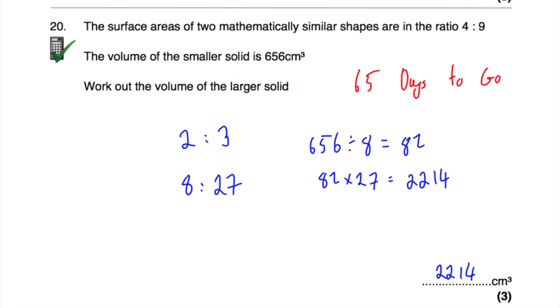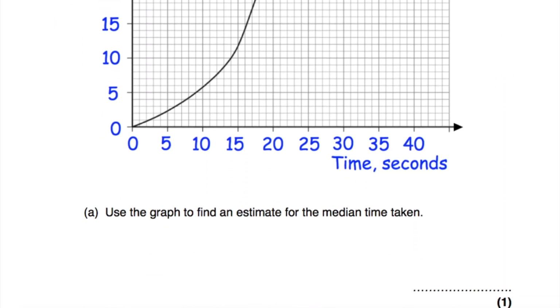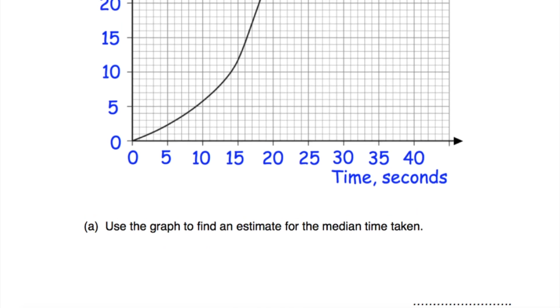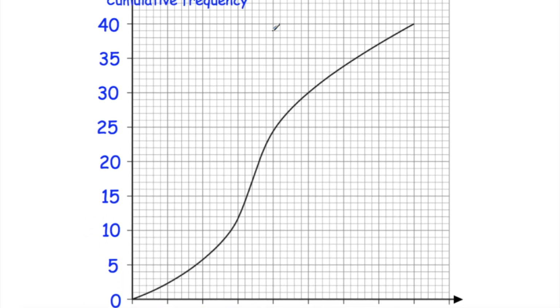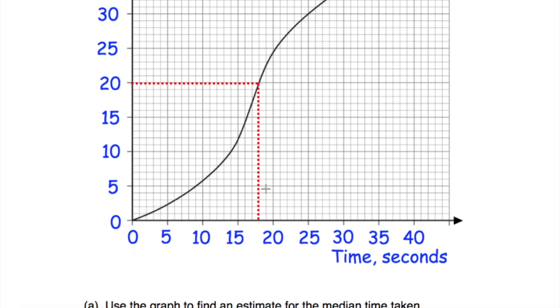Okay, next, question number 21. So it's a cumulative frequency question. And part A says, use the graph to find an estimate for the median time taken. Altogether, there's 40 children in total. So we're going to get a ruler and pencil, and we're going to go for the median. We're going to half 40, that's 20. And we're going to go 20 across to here, and then down, and then we're just going to read off this value, and this would be our median. That'll be our estimate for our median in seconds.